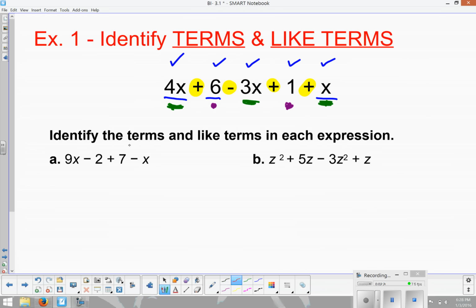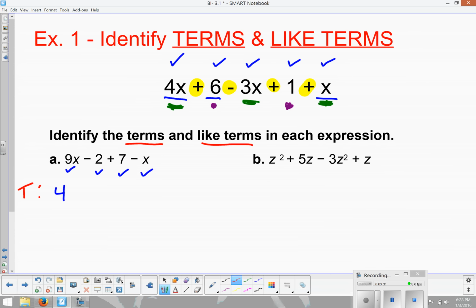I'm going to go ahead and solve A. A says to find the terms and like terms. First I'm going to find the terms, so I'll put T for term. The terms we have here are 9x, negative 2, 7, and x. So the number of terms will be 4.